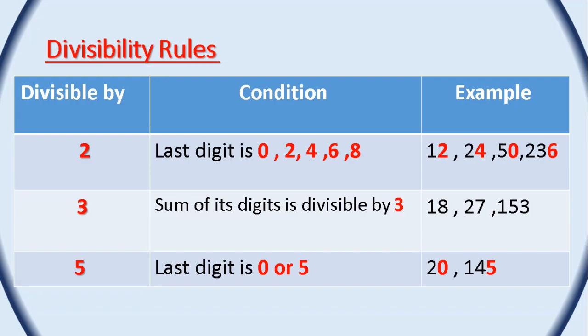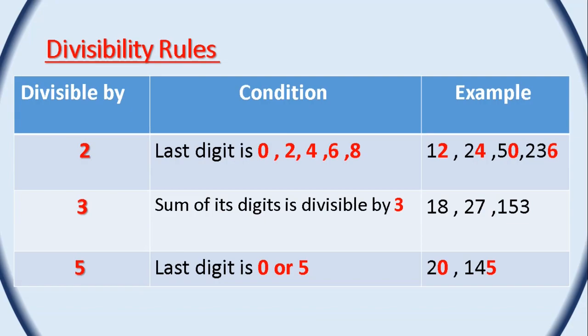Now, let's have a revision of some of the divisibility rules. How can we tell that a number is divisible by 2, by 3, and 5? A number is divisible by 2 if its last digit is 0, 2, 4, 6, or 8. Example 12, 24, 50, and 236.